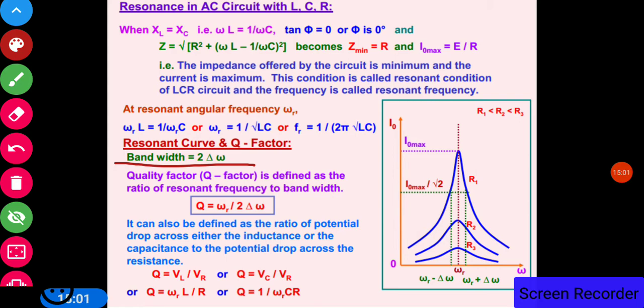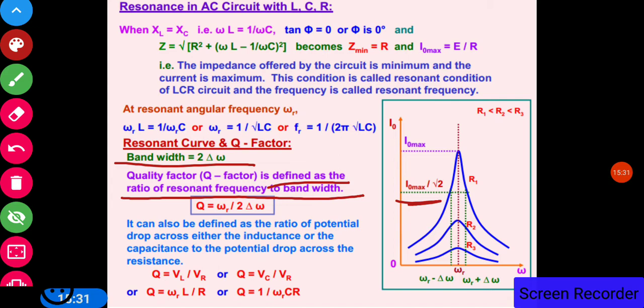And in terms of the bandwidth, the quality factor is defined as the ratio of the resonant frequency to the bandwidth. So what is the bandwidth? Bandwidth is the difference between the frequencies on both sides of the resonant frequency at a point where the value of the current is 1 upon root 2 times the maximum current.